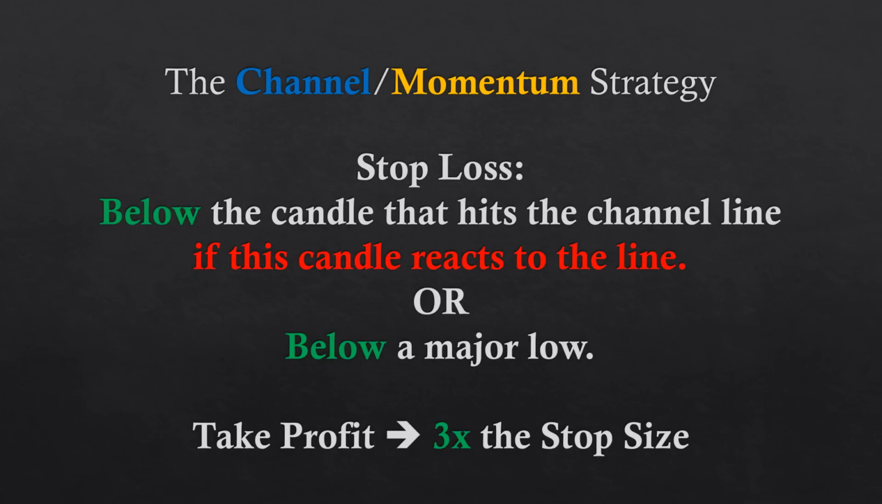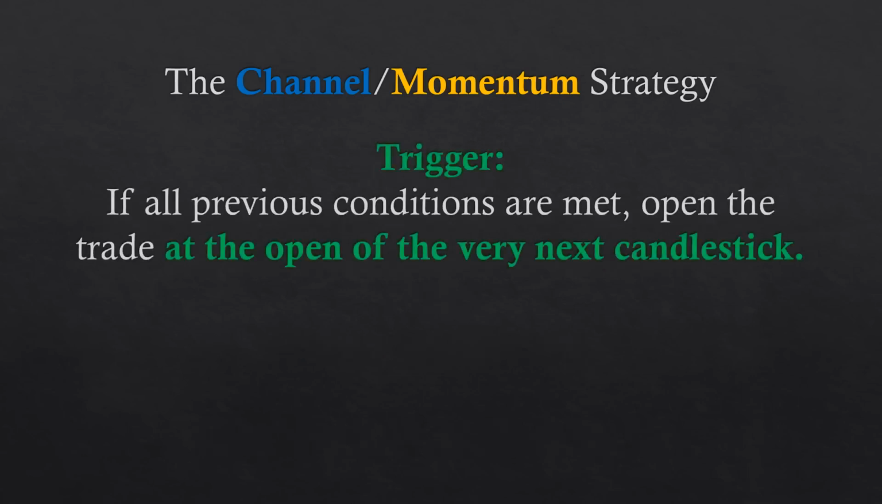The stop can also be placed below a previous major low. The target is based on the stop loss size and it must always be 3 times as large as the stop. If all these conditions are met, you can trigger a long position at the open of the next candlestick.